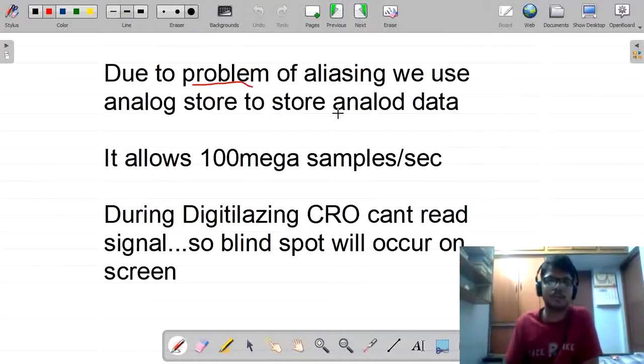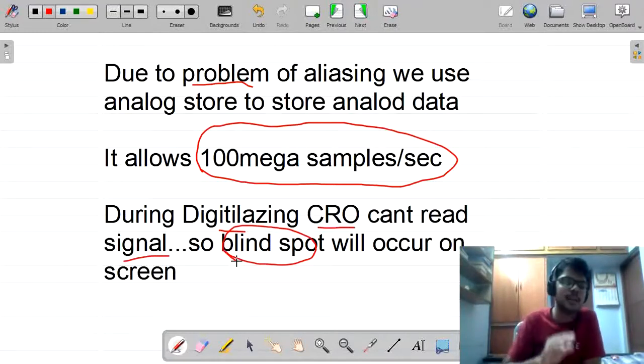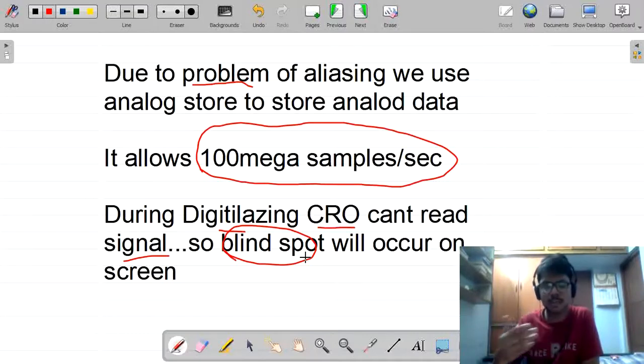Now it allows 100 mega samples per second, that is the Fs. During digitalization, the CRO cannot read a signal, so a blind spot will occur. What will happen during digitalization? During this conversion process, our CRO is unable to read, and there is a blind spot, a spark of the signal which won't appear, so our signal is not appearing on the screen. It is the only disadvantage of the DSO.